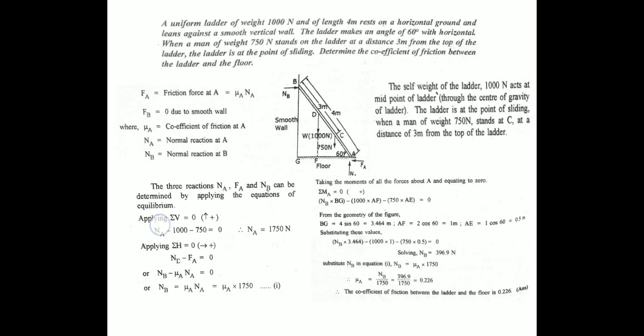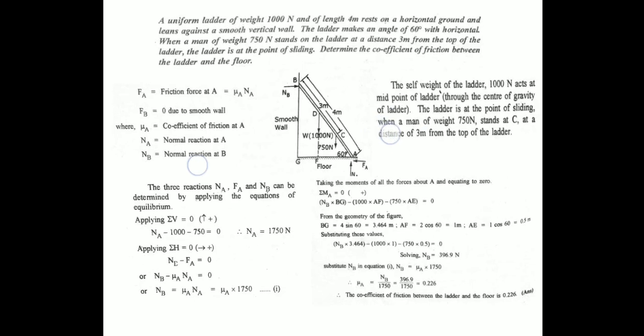Now we have to resolve all the forces by applying the equilibrium condition, that is sigma V is equal to 0, sigma H is equal to 0 and moment is equal to 0. So the ladder will have three equilibrium conditions, that is sigma H is equal to 0, sigma V is equal to 0, sigma M is equal to 0. By resolving sigma V, we will get the normal reaction NA is equal to 1750 Newton. Similarly, resolving sigma H is equal to 0, there will be unknowns.